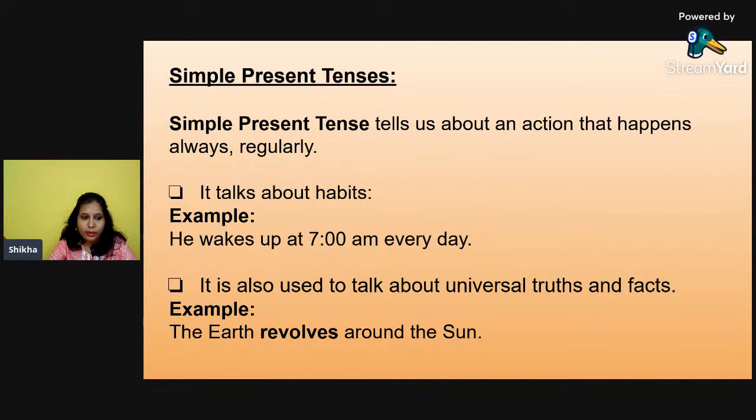It also talks about universal truths, the truths which we cannot change. Like the earth revolves around the sun, or the sun is the center of the universe. There are lots of stars in the sky. All these are universal truths, and these truths are also said in simple present tense.